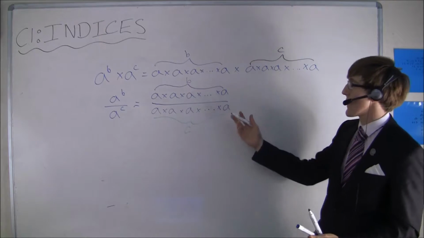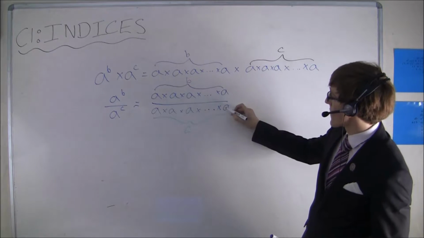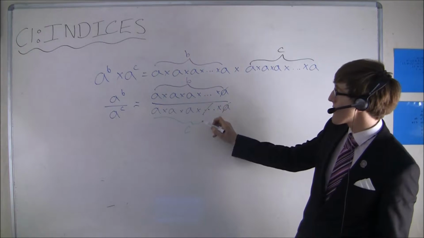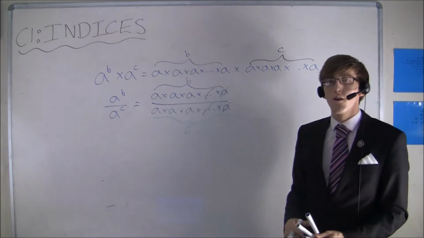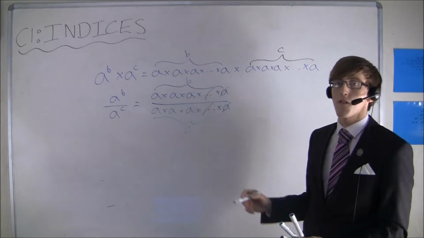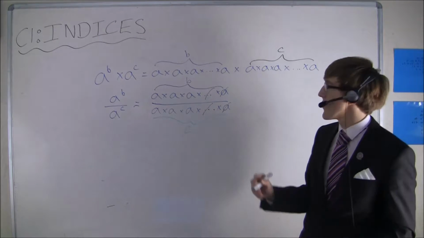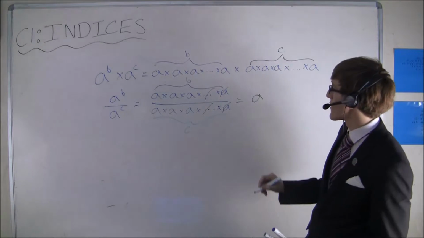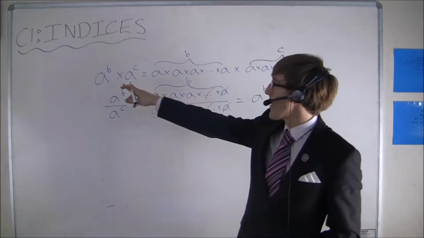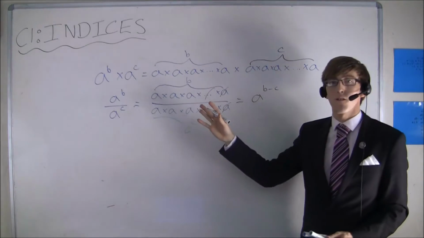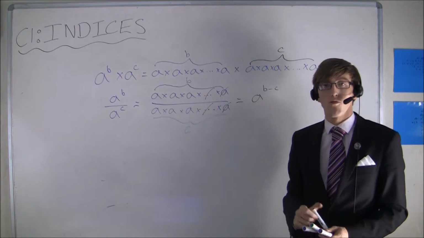And if we have a fraction like this, everything's multiplied together, so we can just start cancelling. We start cancelling off a's, and for every a we get rid of on the denominator, we have to get rid of a corresponding number of a's in the numerator. So we get left up with b minus c lots of a's multiplied together. And of course, b minus c lots of a's multiplied together is equal to a to the power of b minus c. So we can see that when we have the powers multiplied together, then we just add the indices. And when we have one divided by the other, we just subtract the indices. And they're your two basic rules of indices.